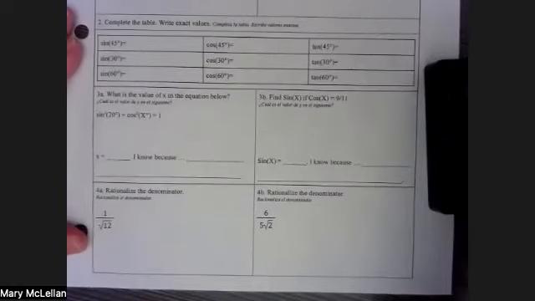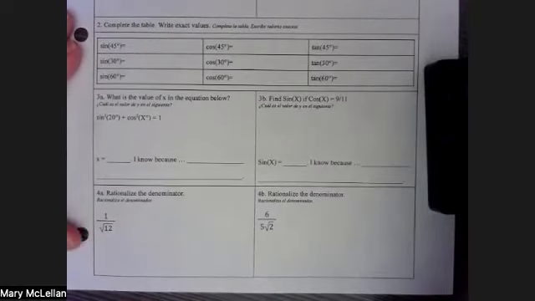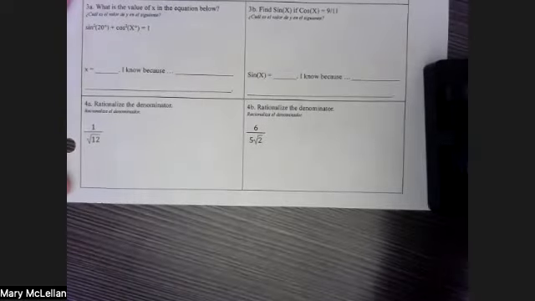Okay, so number one has me solving for missing side lengths on special right triangles. Number two has me writing down sine, tan, and cosine of our special angles. Number three has us using the Pythagorean identity, not to be confused with the Pythagorean theorem. And number four has us rationalizing denominators. Let's get started. Okay, number one.